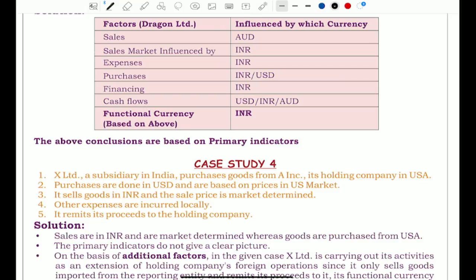What is the meaning of the last point? Funds from operating activities are getting retained in which currency? It sends all the funds to the holding company, so all the earnings are transferred to the holding company. Tell me, which currency is the functional currency? The US currency is the functional currency because expenses are only done in India. Sale is denominated in Indian currency, but the sale price is market driven basically. So considering the additional indicator of remittance, we can conclude that the USD is the functional currency.